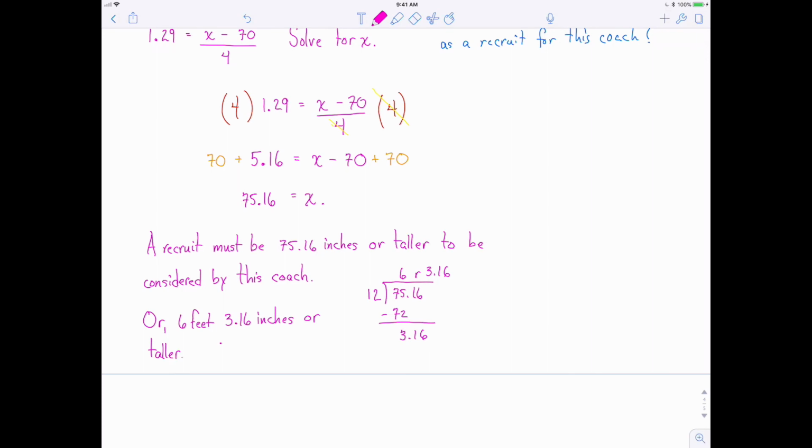And that is how we go from having a desired percentage to finding the appropriate data value.